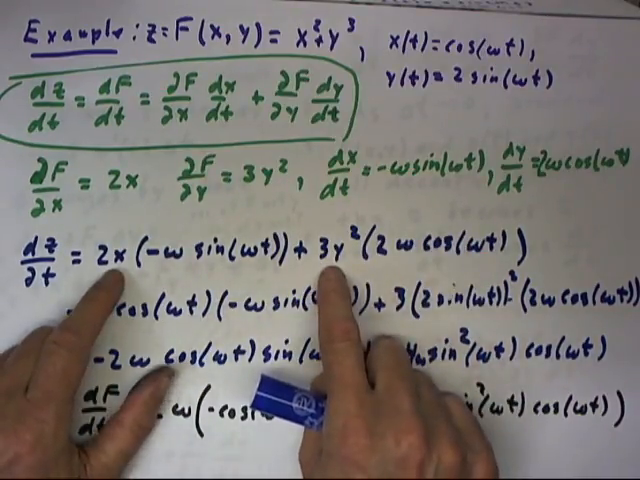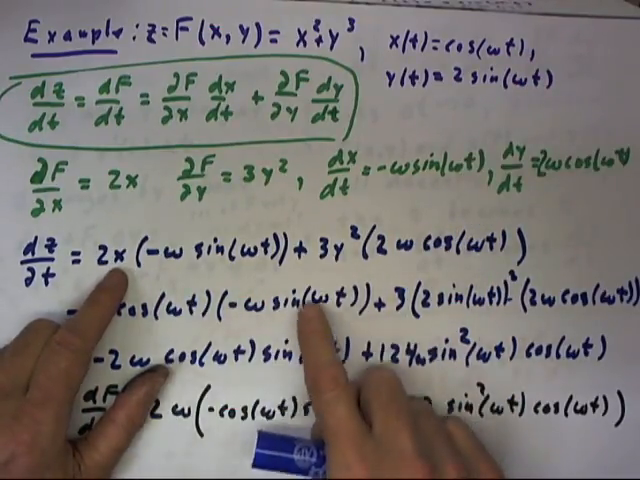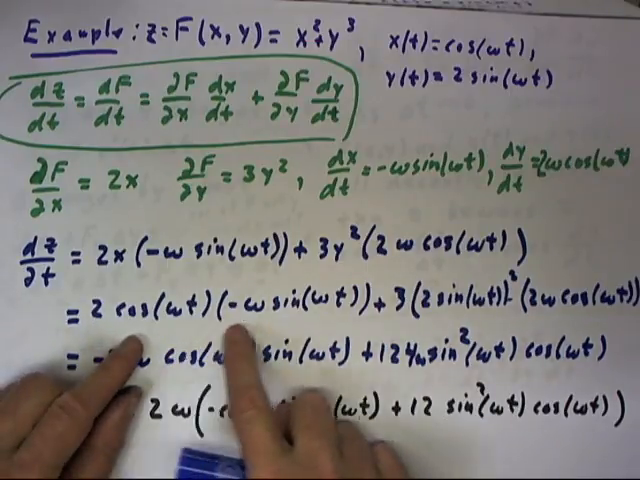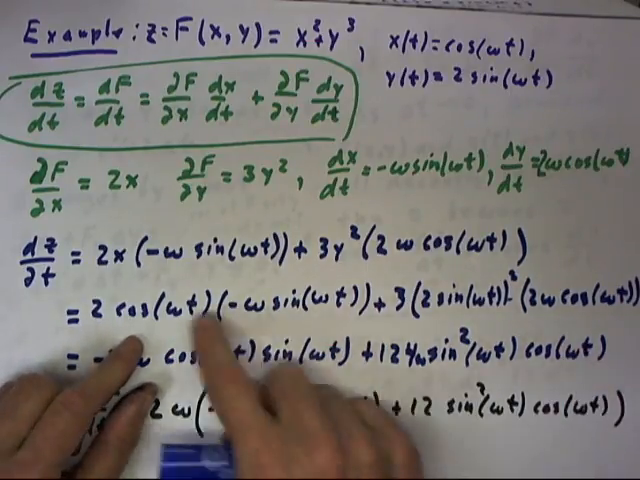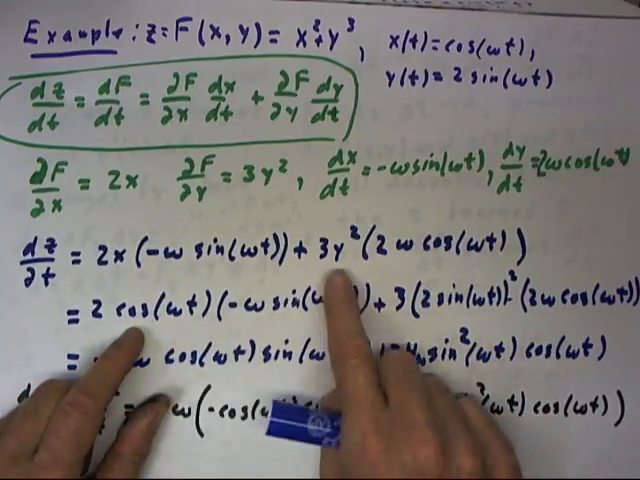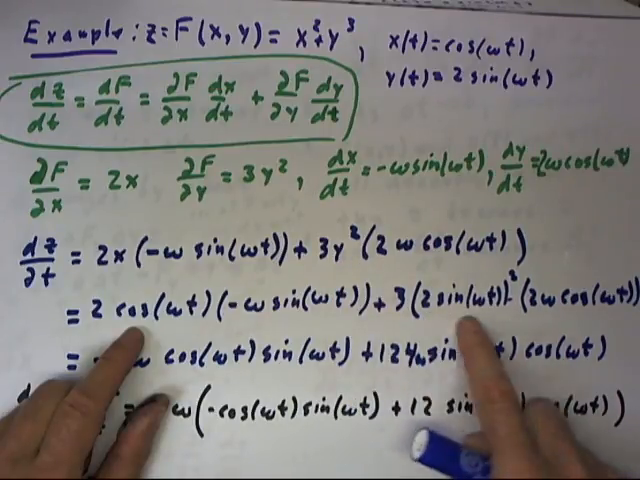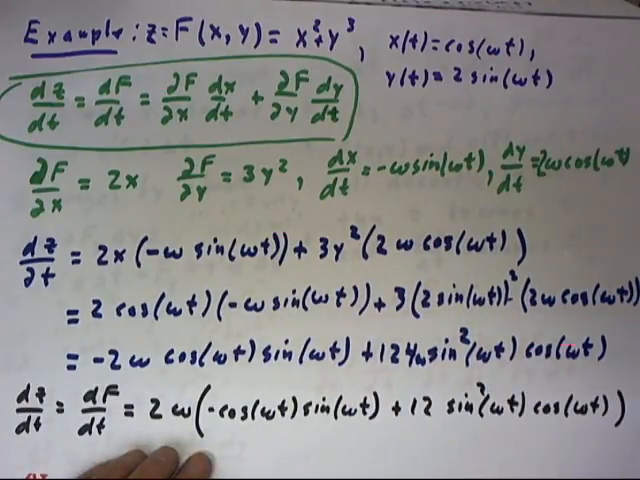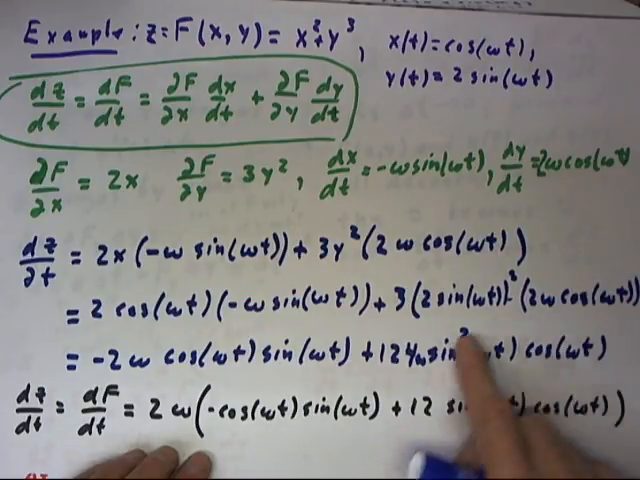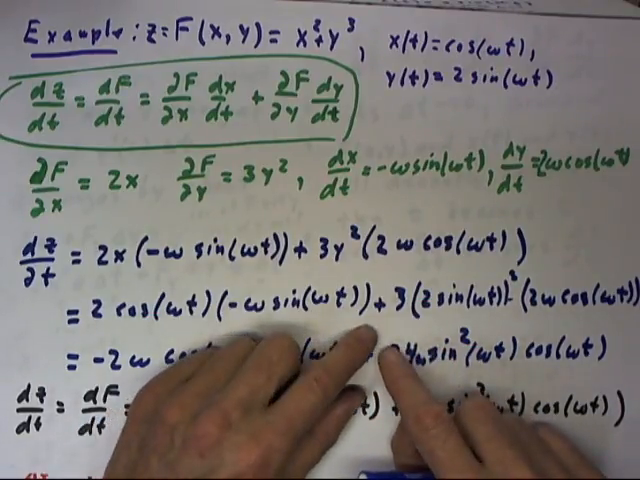Now we can substitute our expression for x to get this derivative of z with respect to t purely in terms of t. So our x is the cosine of omega t, so we replace x with the cosine of omega t. y is 2 sine omega t, so replace the y with 2 sine of omega t. And the expression continues.